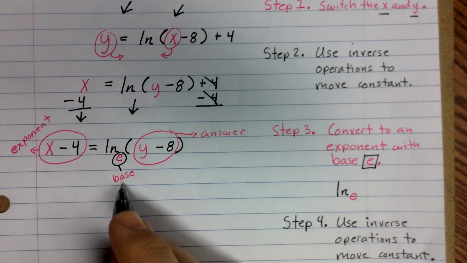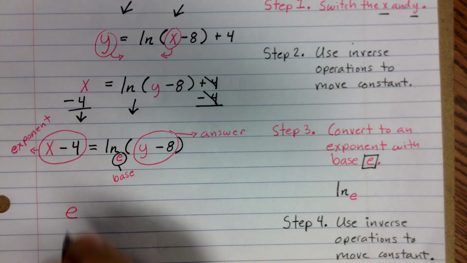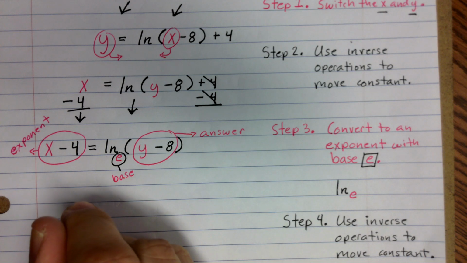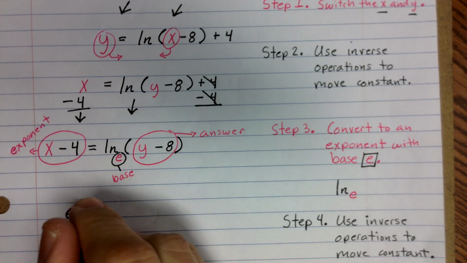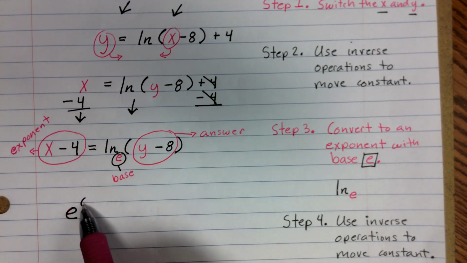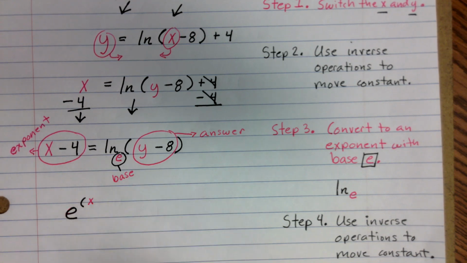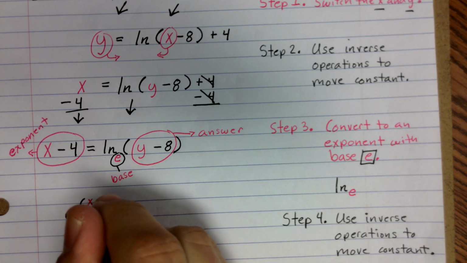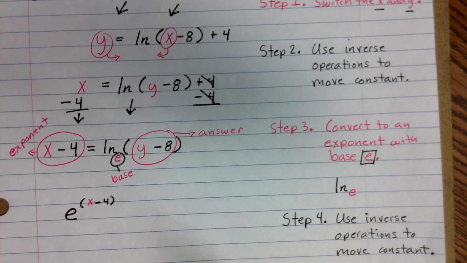Now our base is e, so I'm going to start by writing my base. So I'm going to write e right here. Now the exponent for e, right, we're going to have a power up here, so I'm going to put parentheses because we have an expression that we're going to put in for the exponent. And my exponent is actually going to be x minus 4. So I'm going to put in x minus 4. Close parenthesis. So far we have written our base. We have written our exponent in place.